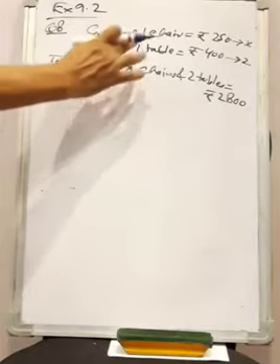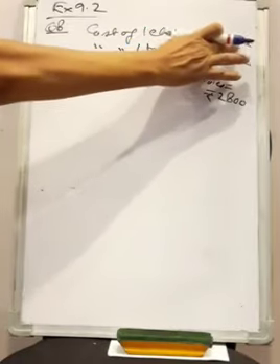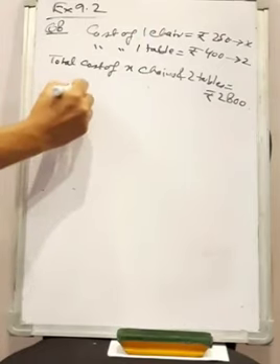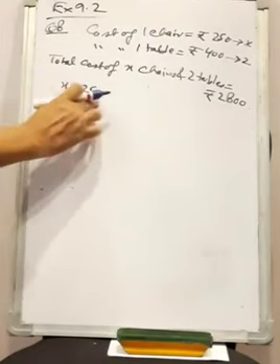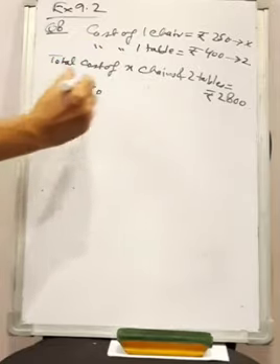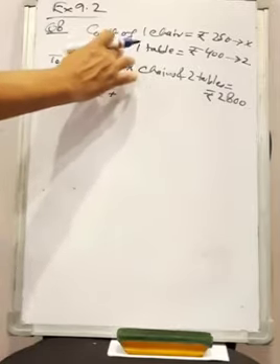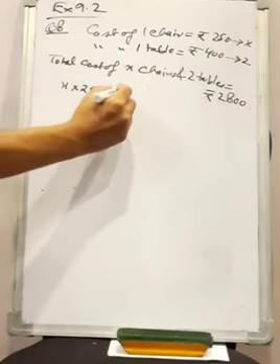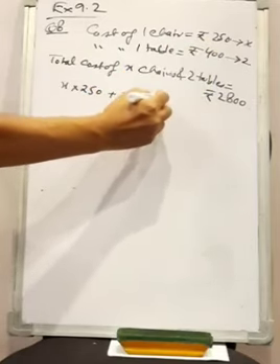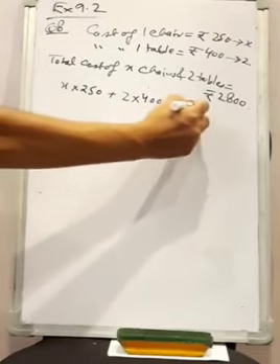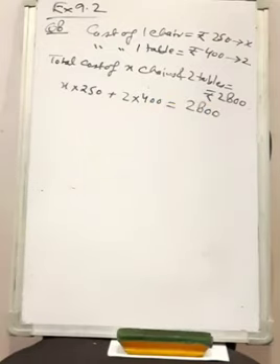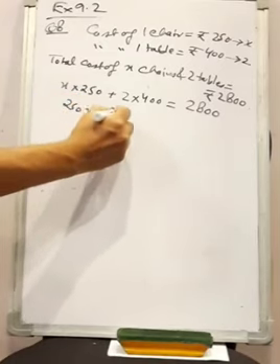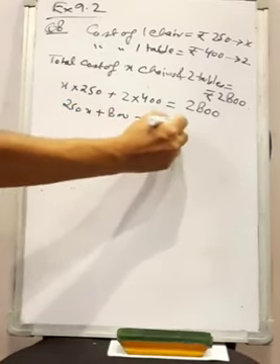Now since the cost of one chair is 250, the cost of x chairs will be multiplied by x. So x multiplied by the cost of one chair will give you the cost of x chairs. And in the same way, the cost of one table is given as 400, and there are 2 tables, so 2 tables multiplied by the cost of one table, that is 400, equals 2800. So 250x plus 800. Now we solve this equation.